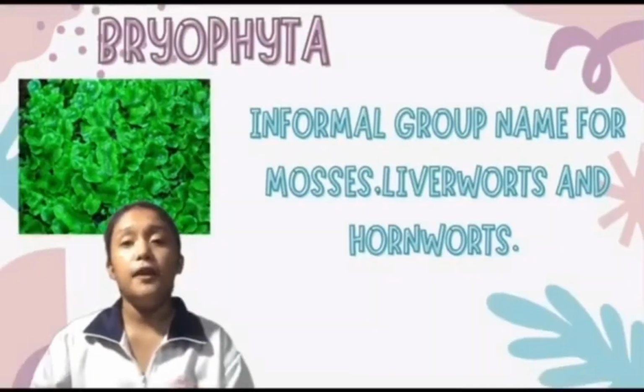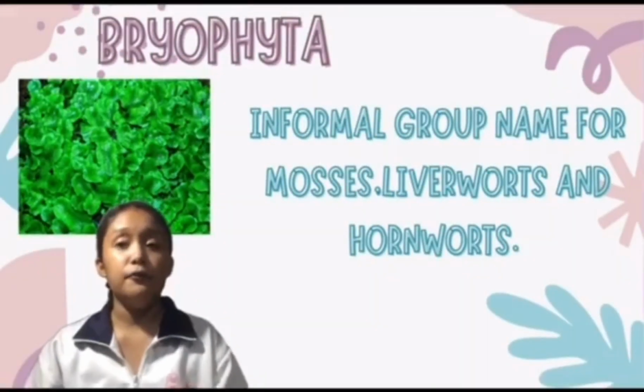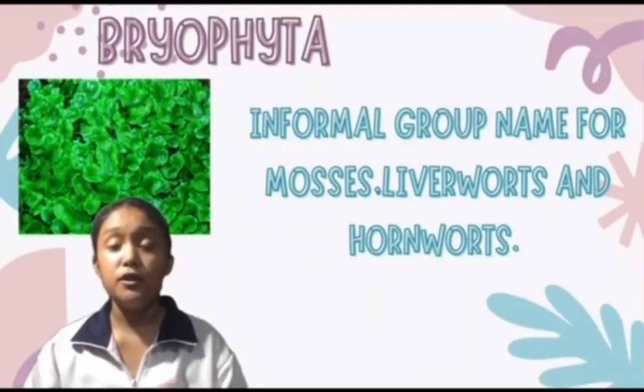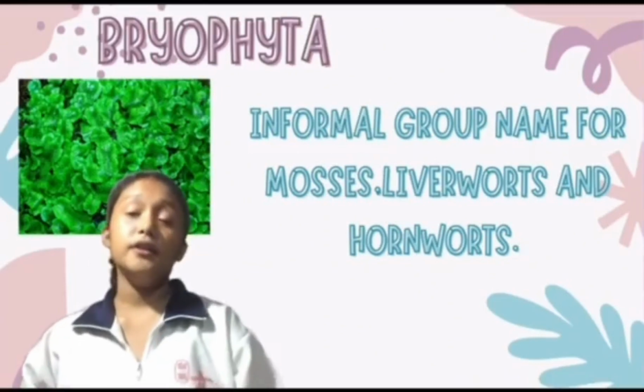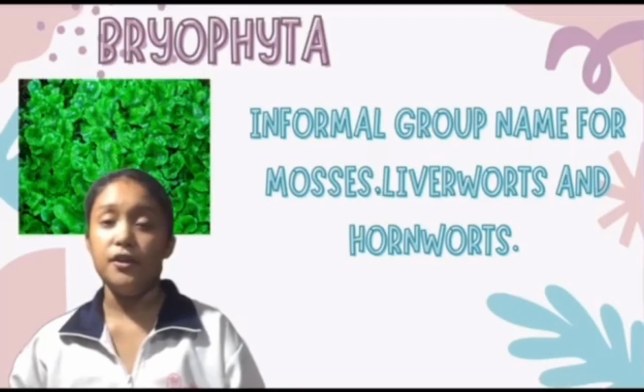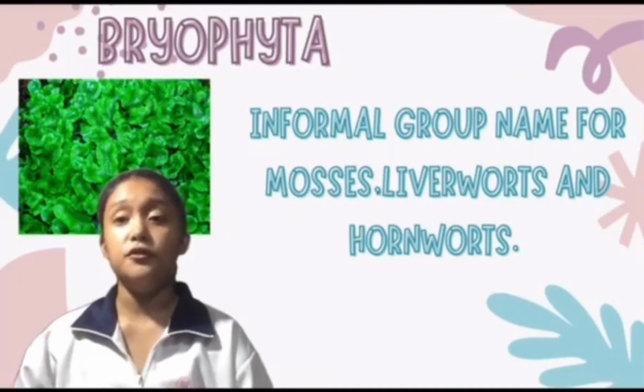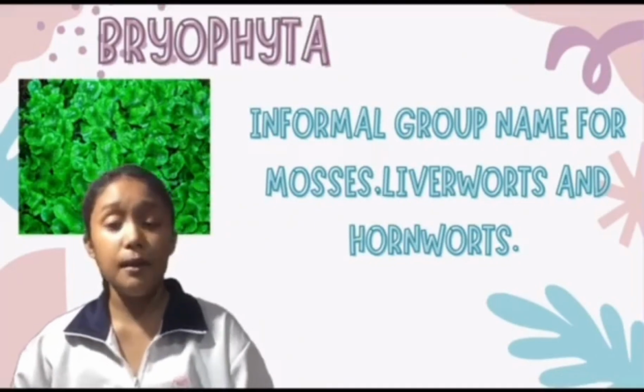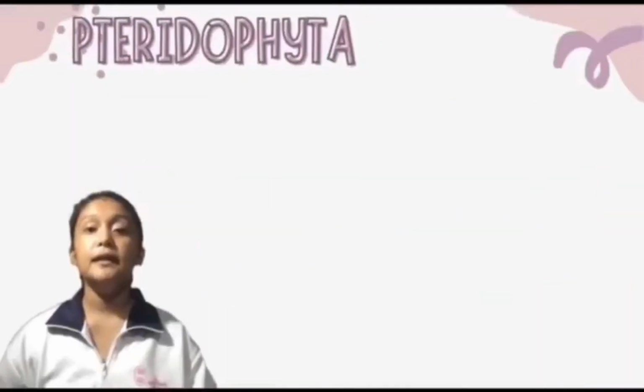Second is the Bryophyta, informal group name for the mosses, liverworts, and hornworts. Characteristics of the Bryophyta. Plants occur in damp and shaded areas. They lack true vegetative structure and have root-like, stem-like, and leaf-like structures.